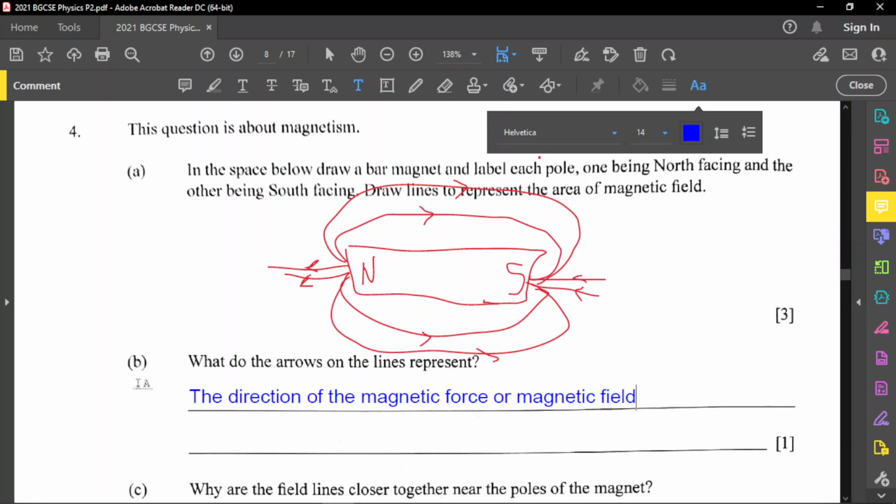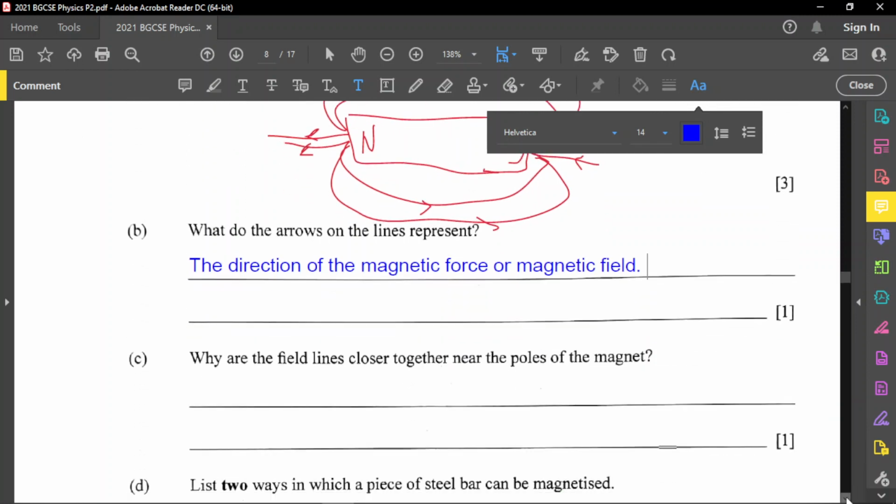All right. Good. So it's either or. The force is actually good. And if I said the magnetic field, that is also fine.